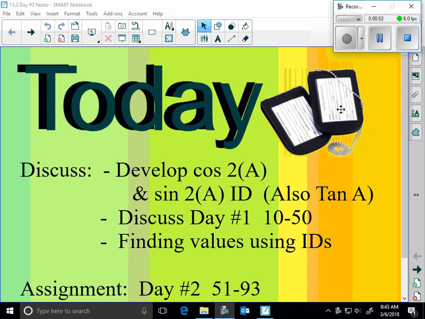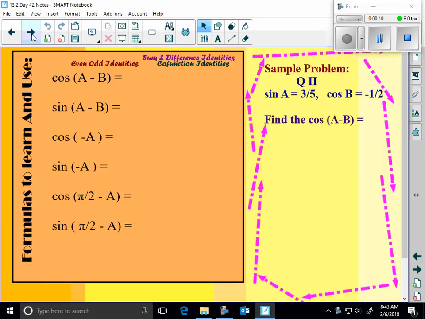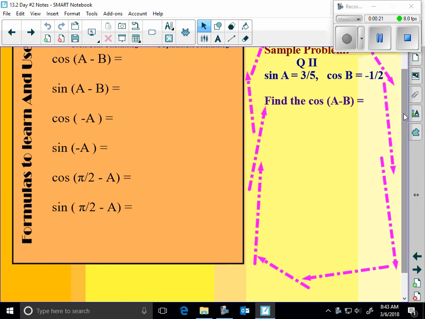Okay, here we are. Today's 13.2 day number 2. We're going to talk about some more of our identities and do some more practice problems. A good practice problem here I'd like you to try on your own. If you want to pause the video, go right ahead. Otherwise, I'm going to keep working, and you can follow along as I go.